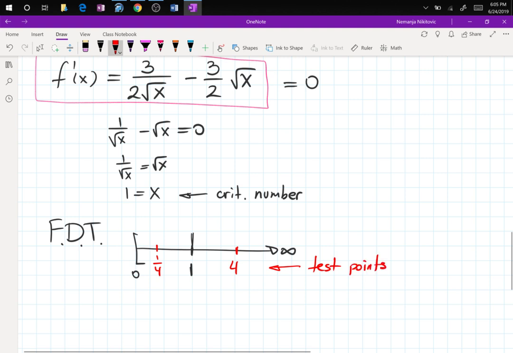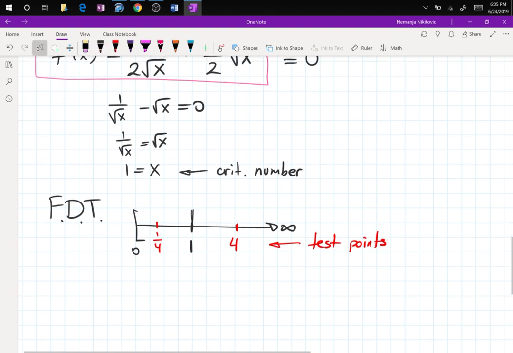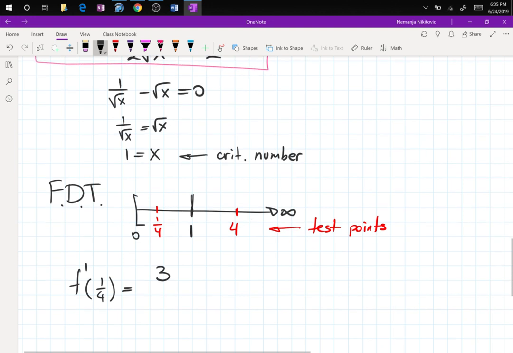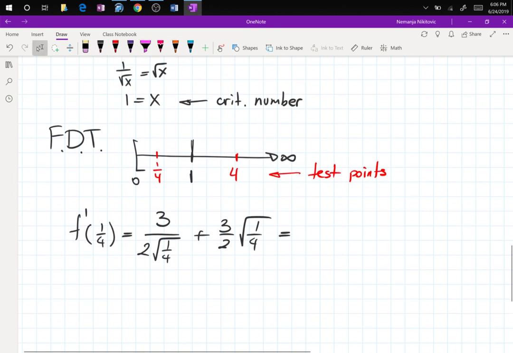So you take the first derivative, set it equal to 0 to find critical points. You use critical points and vertical asymptotes to partition the domain. And then in each of the partitions, you pick a number, which is called a test point, which you are going to plug into your first derivative test. So first derivative test of 1/4 is going to be 3 divided by 2 times square root of 1/4 minus 3/2 square root of 1/4. And we are looking for this number to be either larger or smaller than 0.